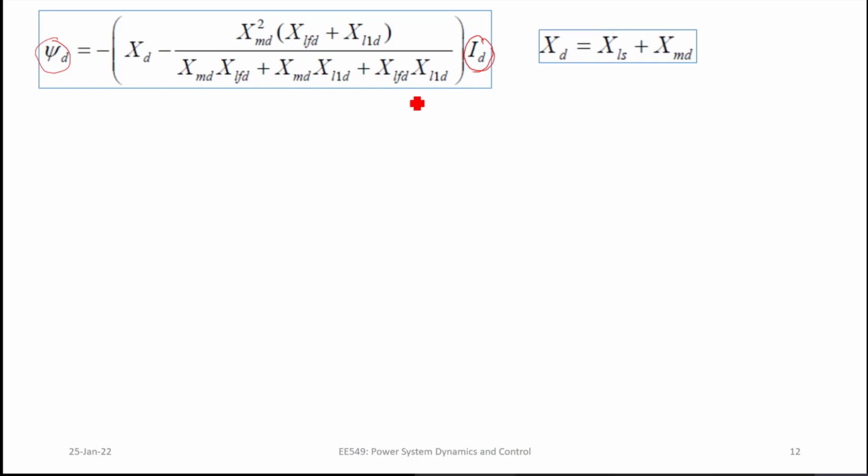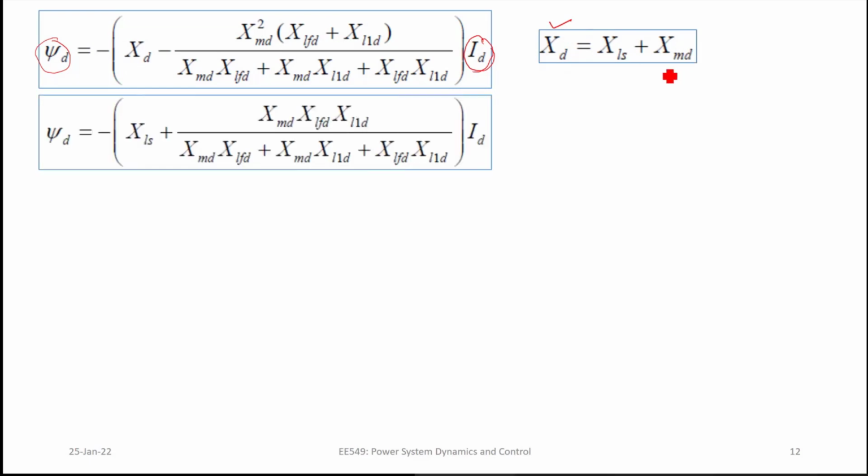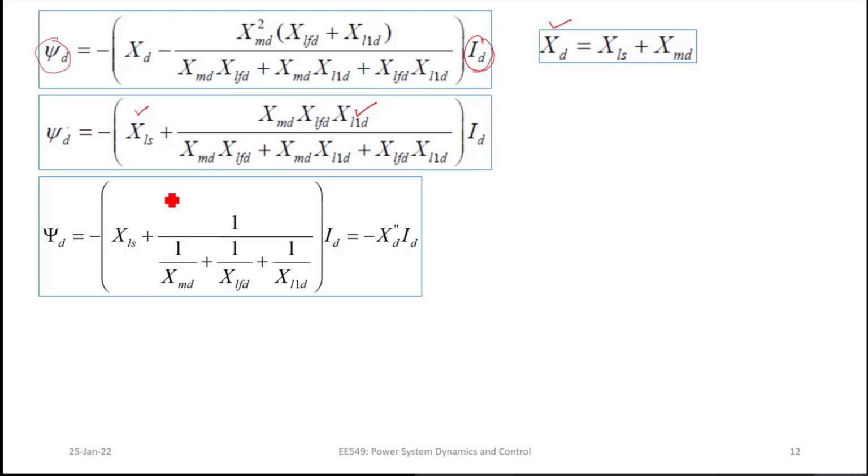Now I do a little manipulation. I'll substitute xt equal to xls plus xmd. Substituting this and doing a little manipulation, it will become xls plus xmd xlfd xl1d divided by xmd xlfd plus xmd xl1d. The denominator will remain the same. The only change is the numerator, and here the term will become xls. Now if I divide this numerator across the denominator, it will become 1 by xmd plus 1 by xlfd plus 1 by xl1d, and that is added to xls into id.